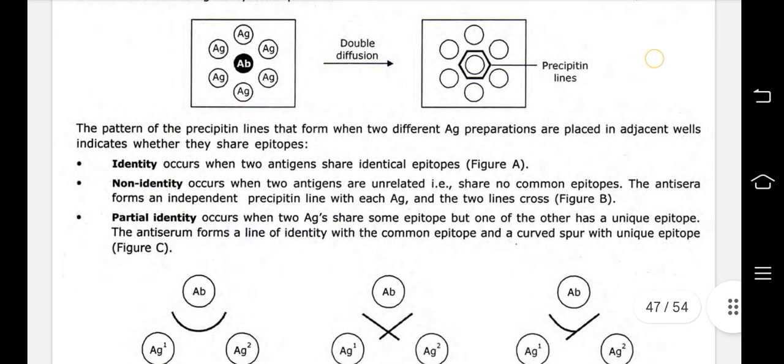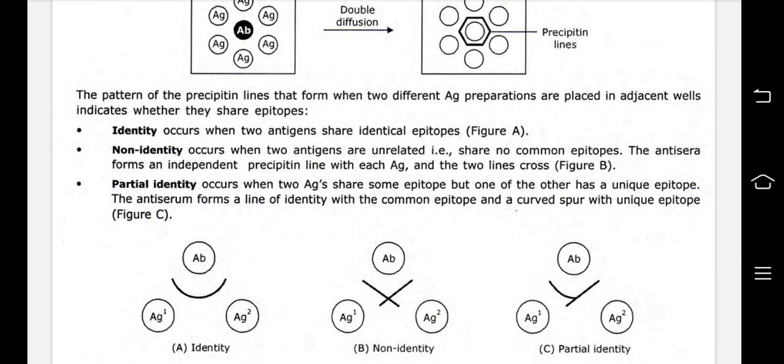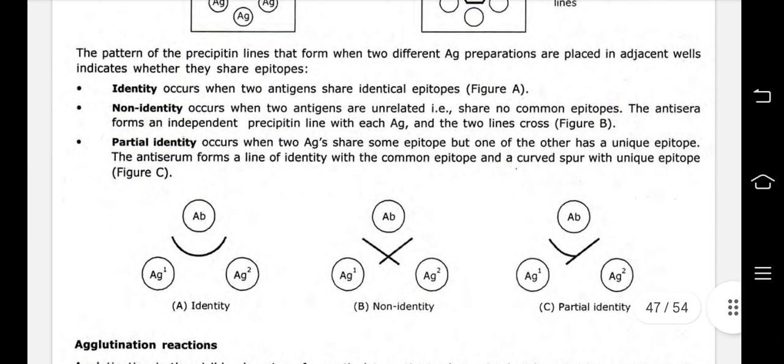Precipitin lines. The pattern of precipitin lines that form when two different Ag preparations are placed in adjacent wells indicates whether they share epitopes. Identity occurs when two antigens share identical epitopes. Non-identity occurs when two antigens are unrelated and share no common epitope.